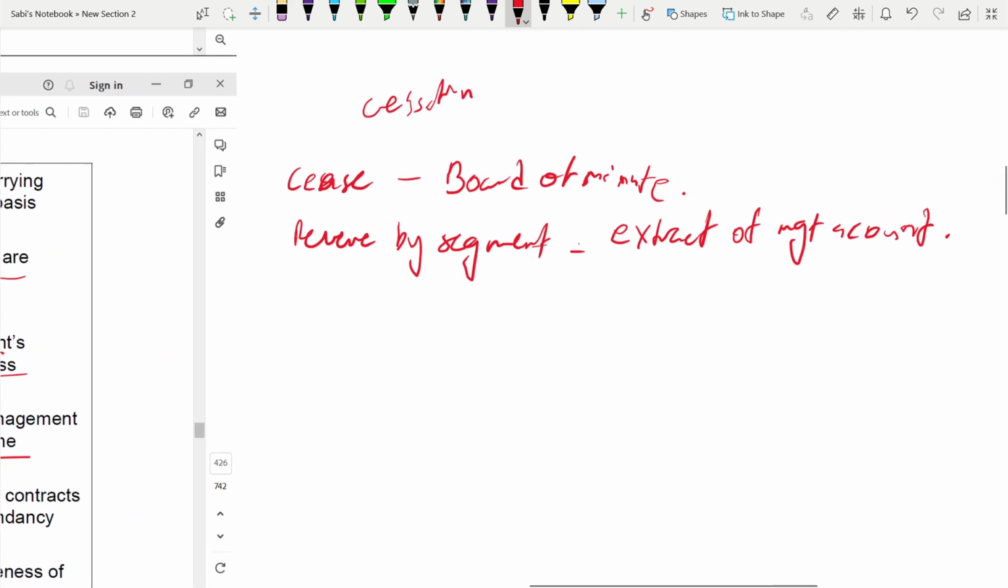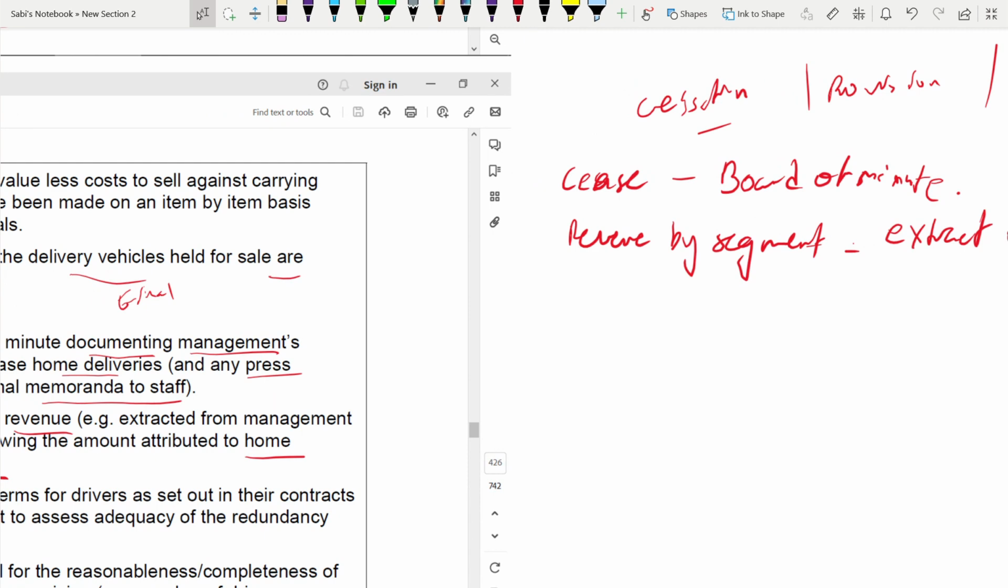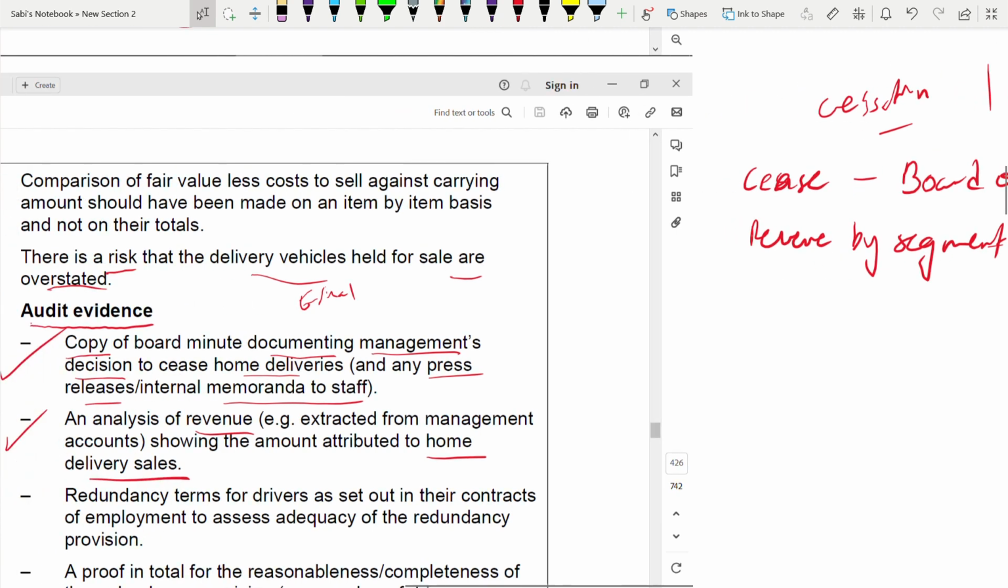Three things are there. One is cessation evidence we have to collect. One is on provision. And the other one is fair value, when you're measuring. Three areas. We are still in the cessation part. That also, two audit evidence we got from here, but for different things. Second one is for revenue. First one is for decision to cease, to see whether it has been documented or not. What's the third one?